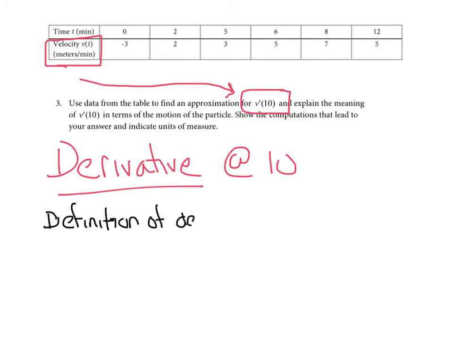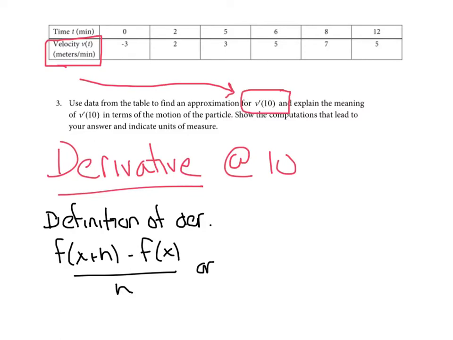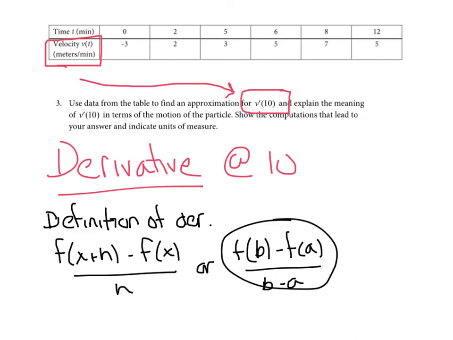So let's just recall what those are. We've seen them on our recent tests and such. We have f of x plus h minus f of x all over h, or we can say f of b minus f of a all over b minus a. Those are our two key definitions of the derivative. Clearly, this one is what you've done your whole life. That's just your slope formula, and here's the actual definition of the derivative. So I'm going to use just the slope formula.